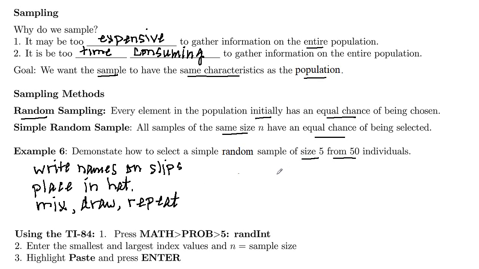Now, we have technology at our disposal here, in fact the TI-84, so we can use statistical functions in the TI-84 to gather our random sample. So that's under the math menu, and then probability submenu, and then randInt is the function. And then it'll give you a menu to enter. So let's go ahead and do this. First, we're going to number the people from 1 to 50. So each person corresponds to a number.